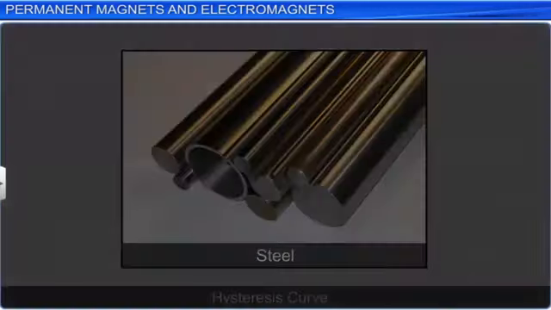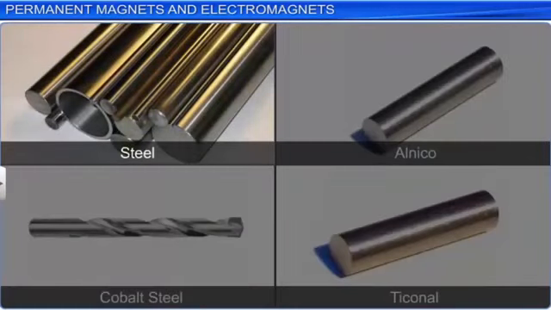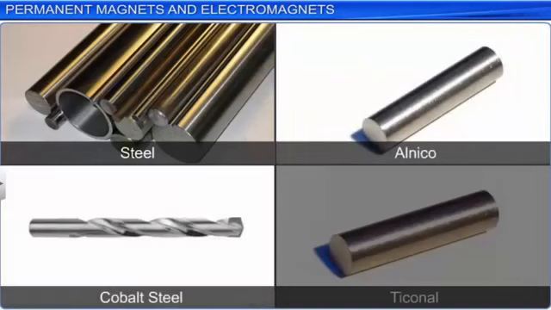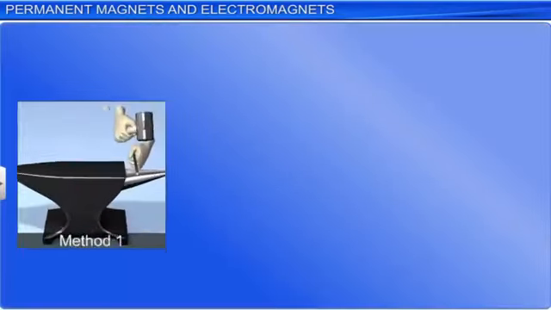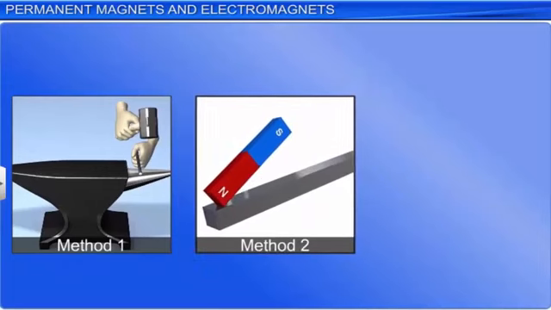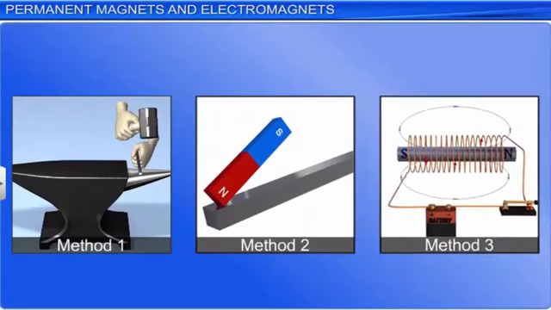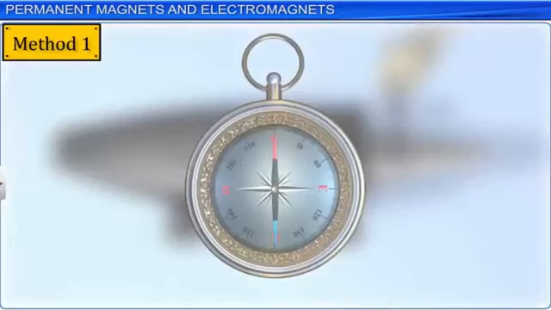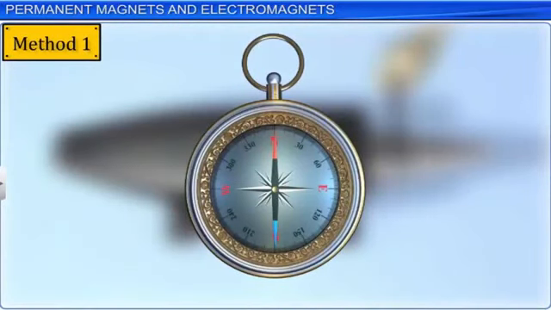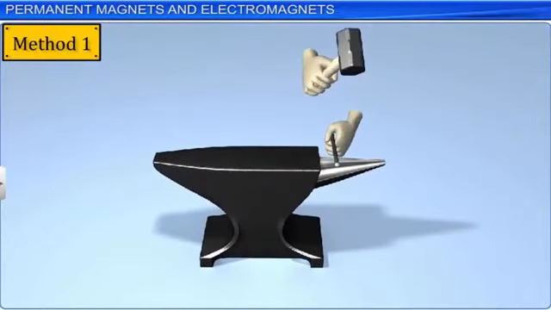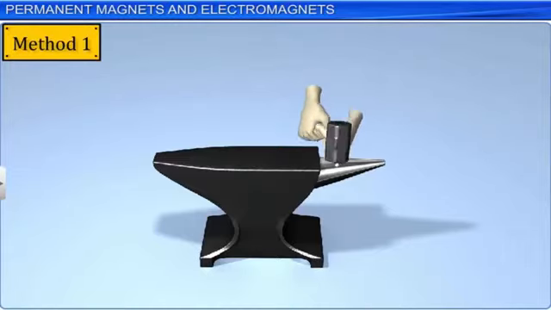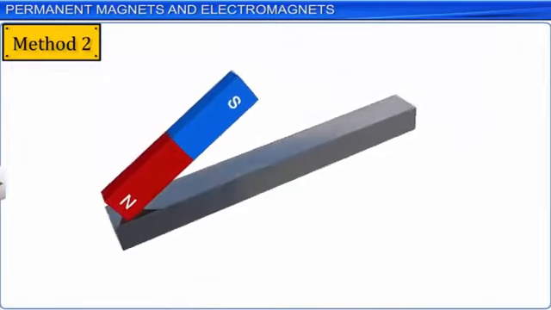There are different methods of making permanent magnets. In method 1, we can prepare a permanent magnet by holding a steel rod in the north-south direction and hammering it repeatedly. This is an age-old method of magnetization. In method 2, hold the steel rod and rub it with one end of a bar magnet repeatedly in a particular direction. Thus, a permanent magnet is formed. This method of magnetization is known as single touch method.